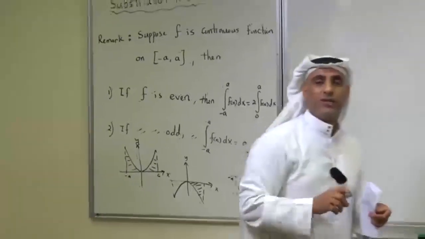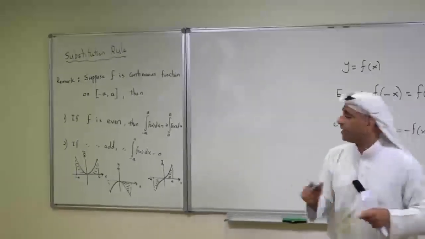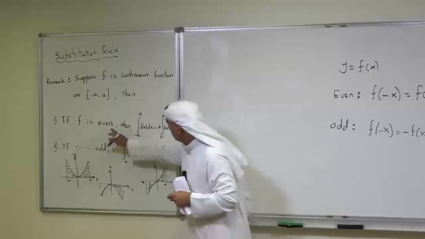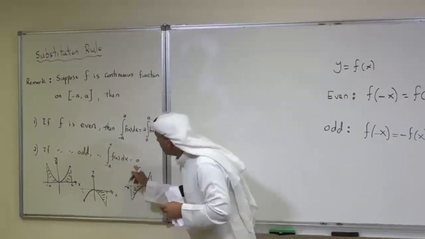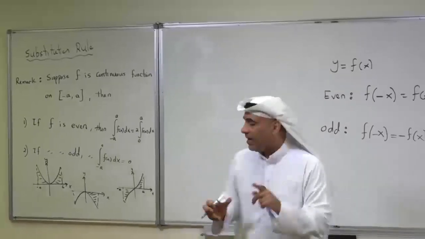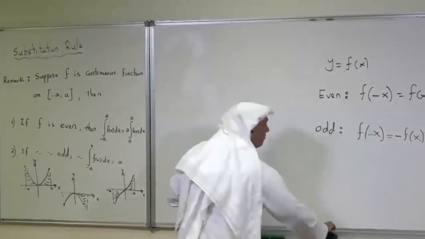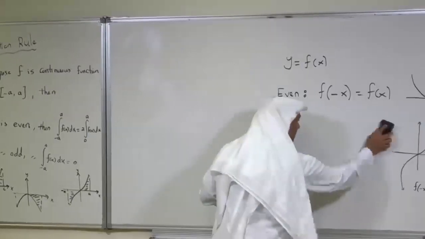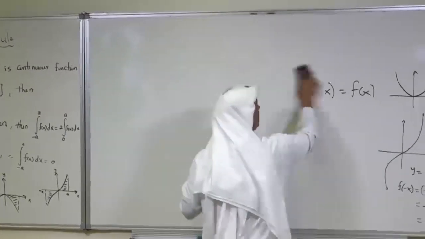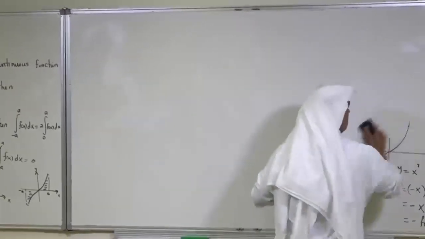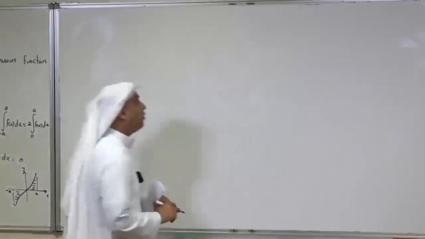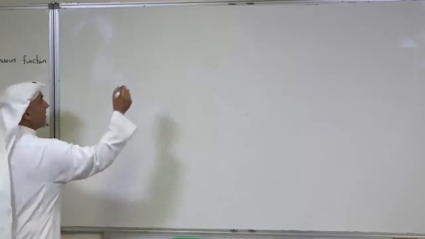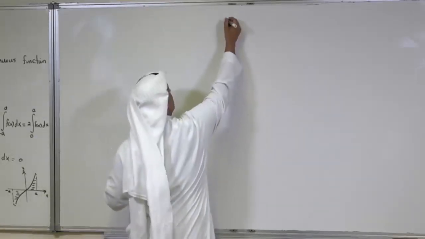Okay, let us prove this. Let us prove that if we have an even function, we have twice the integral, and if we have an odd function, the integral is equal to 0. The proof is maybe not required from you, but it is interesting and it will give you an idea of how to prove mathematical statements. I will just do it in the margin here.